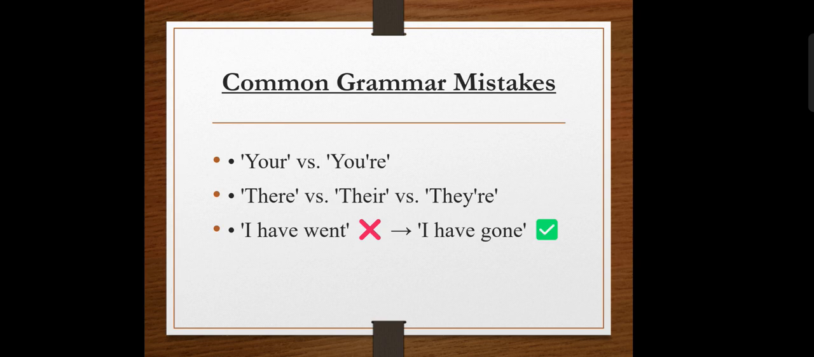Just like we said your, here we have their. It shows something belonging to them. So, their house is big, just like that. And the next thing is they're. Just like we used you're, here we have they're, which is the short form of they are, as in they're coming soon. So I want you to identify these kinds of common mistakes you occasionally make while writing and speaking English.